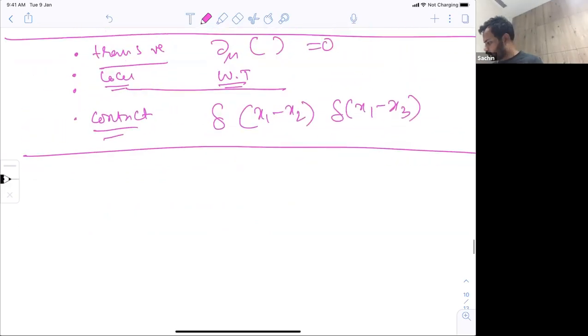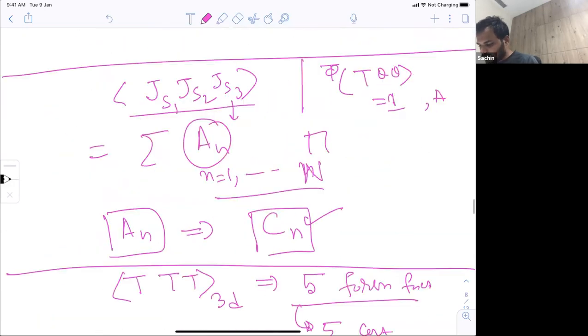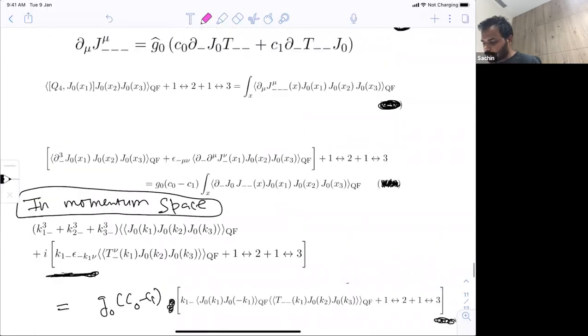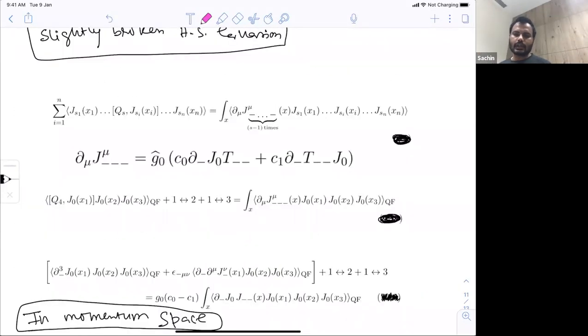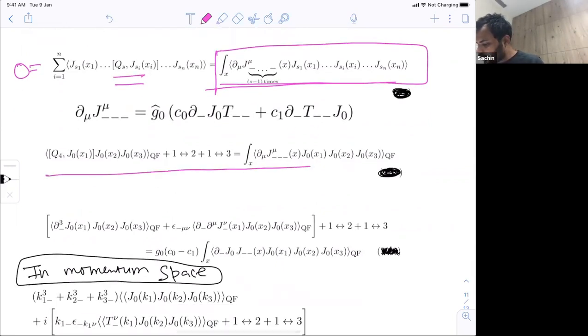Okay, so now you can actually go and do it for the higher spin equation when the higher spin symmetry is slightly broken, which is the case in various examples. And it again turns out, very nicely, that the right hand side, which was earlier zero if it was conserved, will actually be something non-zero if it is not conserved. And this is the modification to the previous equation: you will get something non-zero on the right hand side.